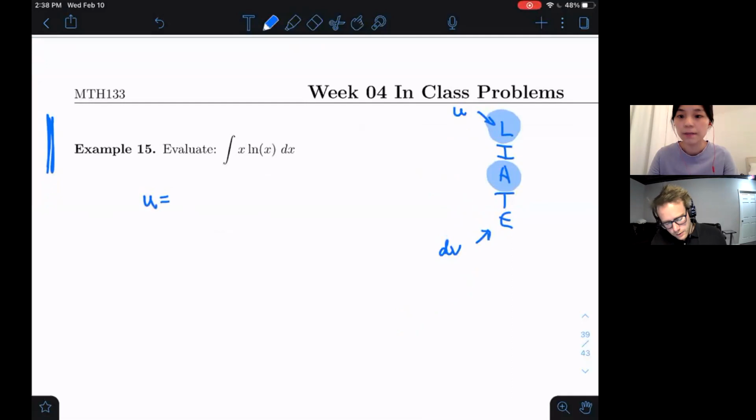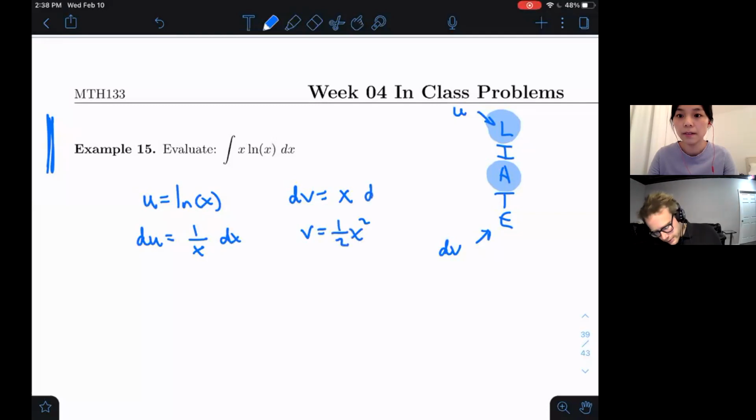u is going to be equal to our log. We had a lot of situations in today's class where we set u equal to x, so this is a little bit different. We're setting u equal to the natural log, and dv is going to be equal to our algebraic thing, x. When I take the derivative, the derivative of natural log is 1 over x dx. And the integral of x is 1/2 x squared. Sorry, there should be a dx right here.